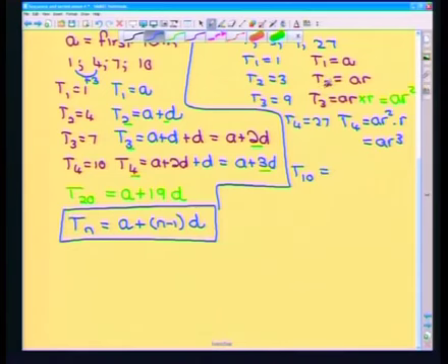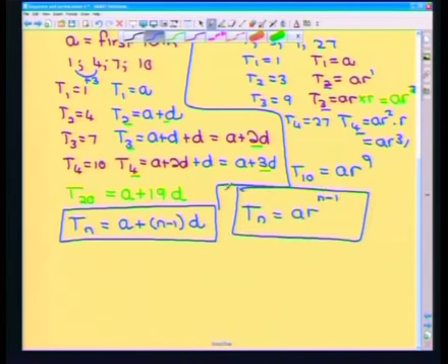If we look up here, term 2 has only got r to the 1. Term 3 has got r squared. Term 4 has got r cubed. So it makes sense that this must be AR to the 9, which means the formula we're going to use is Tn is AR to the n minus 1. And that's your formula for a term of a geometric sequence.